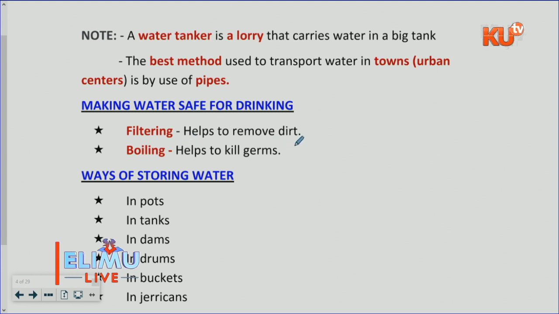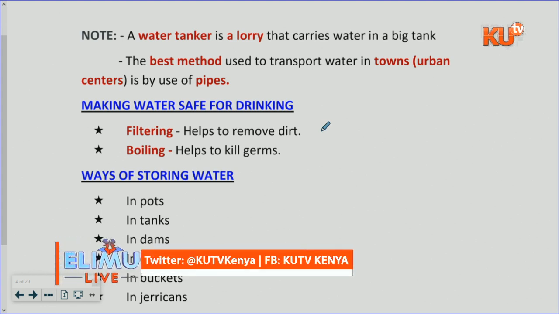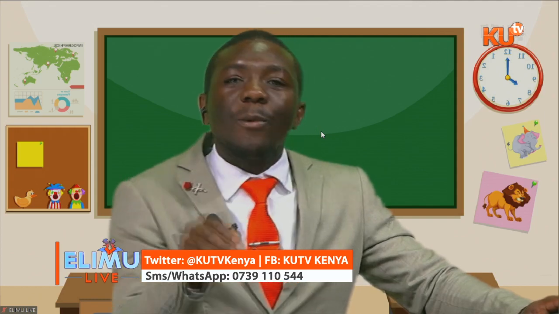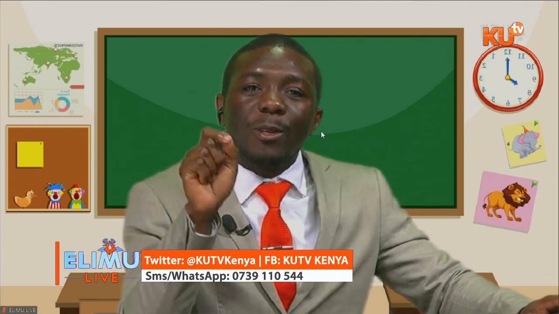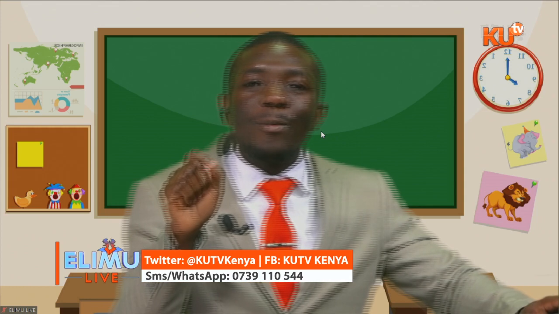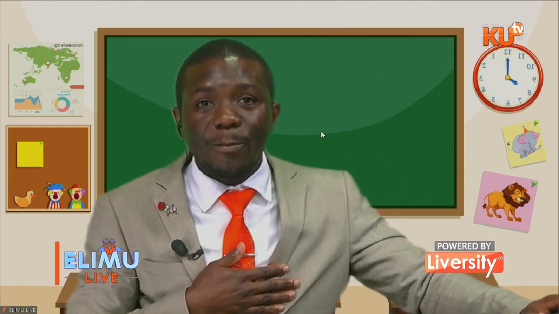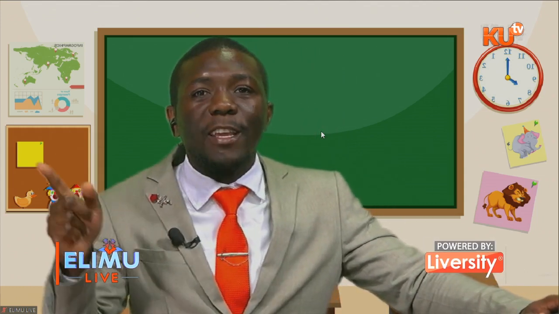Filtering helps to remove dirt, because when you filter, water will pass through that clean piece of cloth. And that water, we call it filtrate. The dirt that is in that water will remain on the piece of cloth. That one we call the residue. So filtering helps only to remove dirt. Filtering does not make water safe for drinking. So filtered water is not safe for drinking.